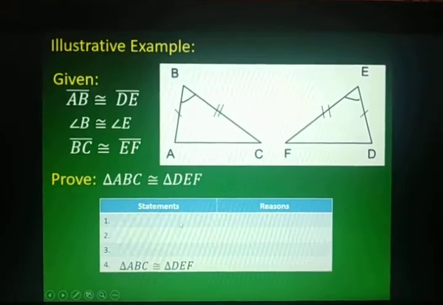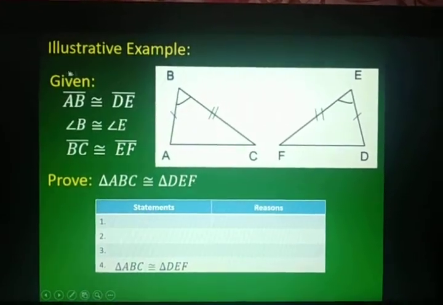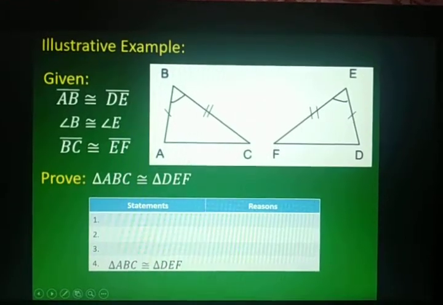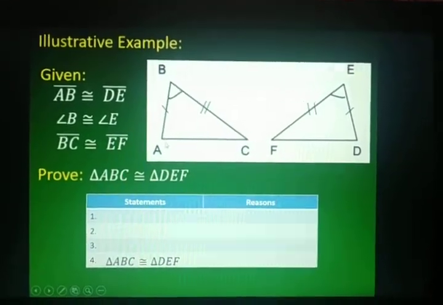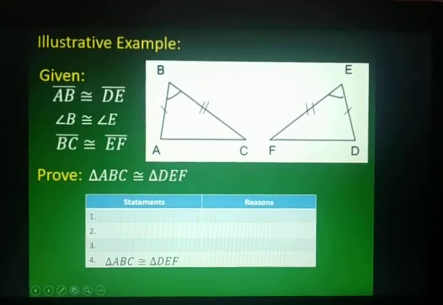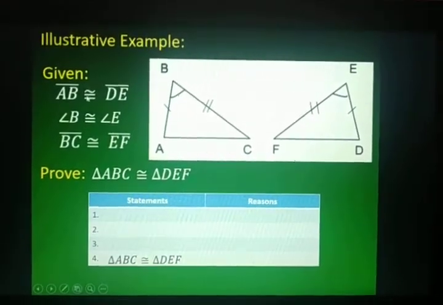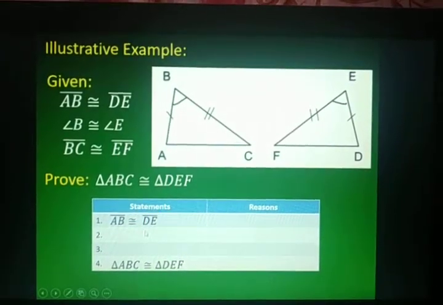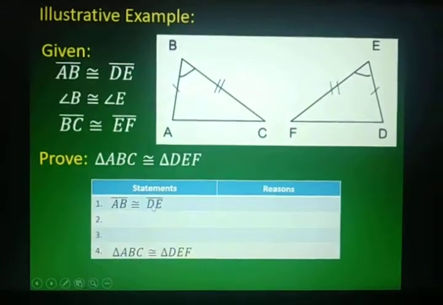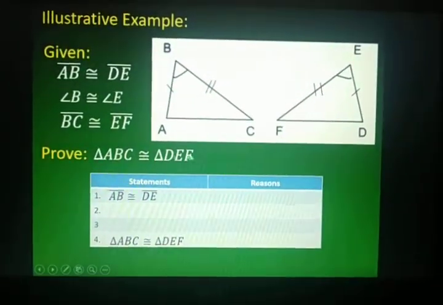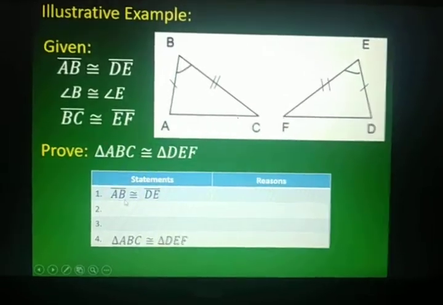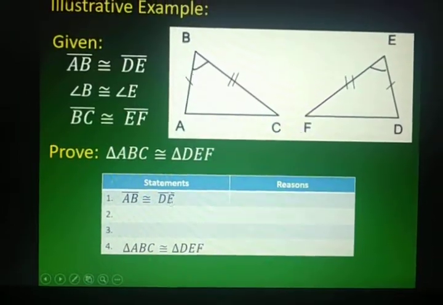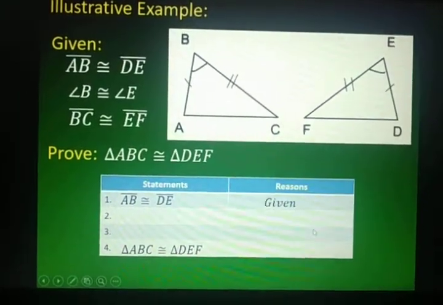Let's fill in statement number 1. I get it from the given. I saw in our drawing, in the illustration, that line segment AB and line segment DE are marked, they are corresponding, they are equal. So, copy this. Line segment AB is congruent to line segment DE. That's the first statement toward proving that the two triangles are congruent. And the reason, where did I get AB and DE? That's from the given. So, the reason is given.